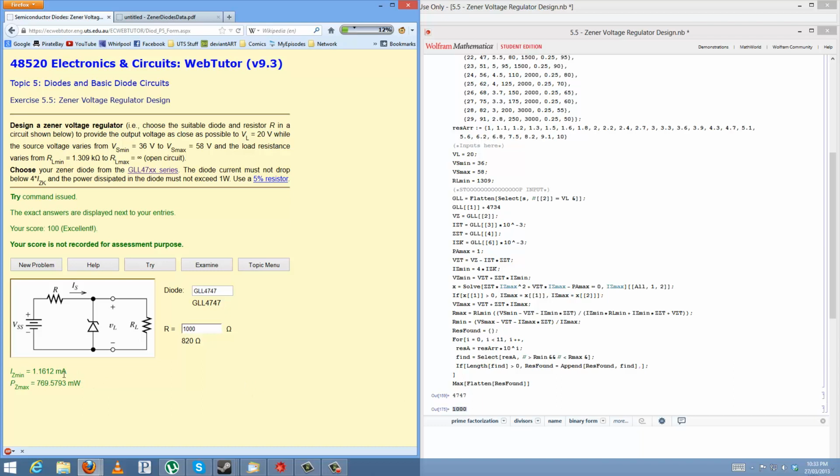You want this to be as small as possible. If I put 820 in there, it increases this. 1,000 is the biggest resistor within our R min and R max ranges, and it gives us the lowest IZ. And we still get 100%. This one is better than the one it says here, but don't worry about that. Still get 100% anyway, and that's all there is to it, really. Good luck.